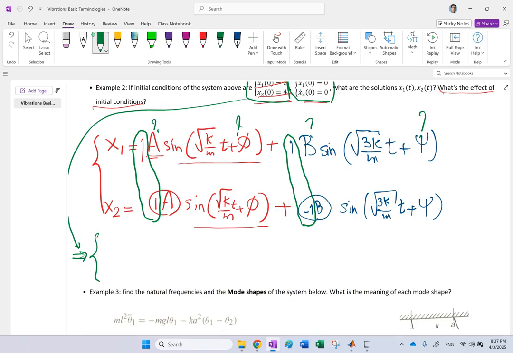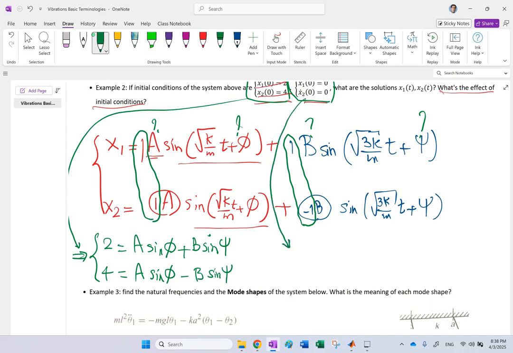you know you will get 2 for x1. This is going to be a sine of phi plus b sine of psi. The second one is 4 equals a sine of phi minus b sine of psi. These are the first 2, and then the second equations, which are for velocity, here you have to take time derivatives out of them.